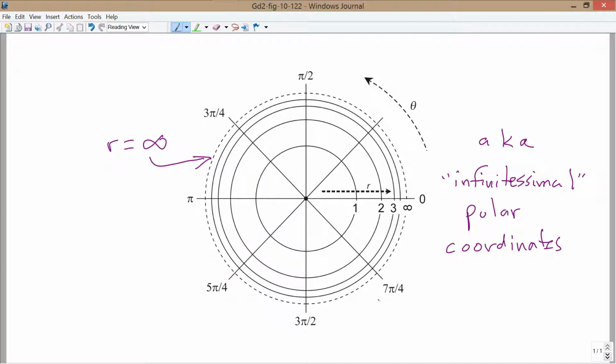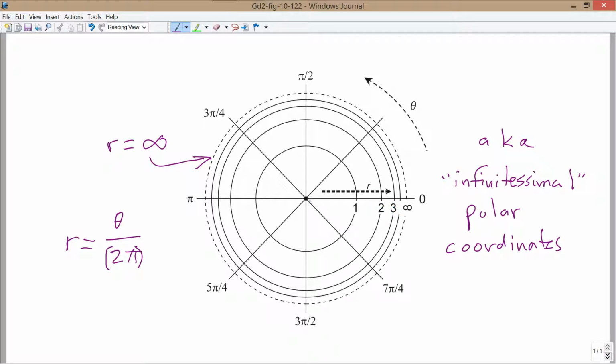Now let's just suppose that we decide we want to graph a function in this system, and let's make that function very simple. Let's suppose we say that r equals theta over 2 pi. If we do that, then one complete revolution will bring us out to 1 radius. So if we go around 2 pi radians, we'll get out to r equals 1. 2 pi over 2 pi equals 1. If we go around again, we'll get out to 2.